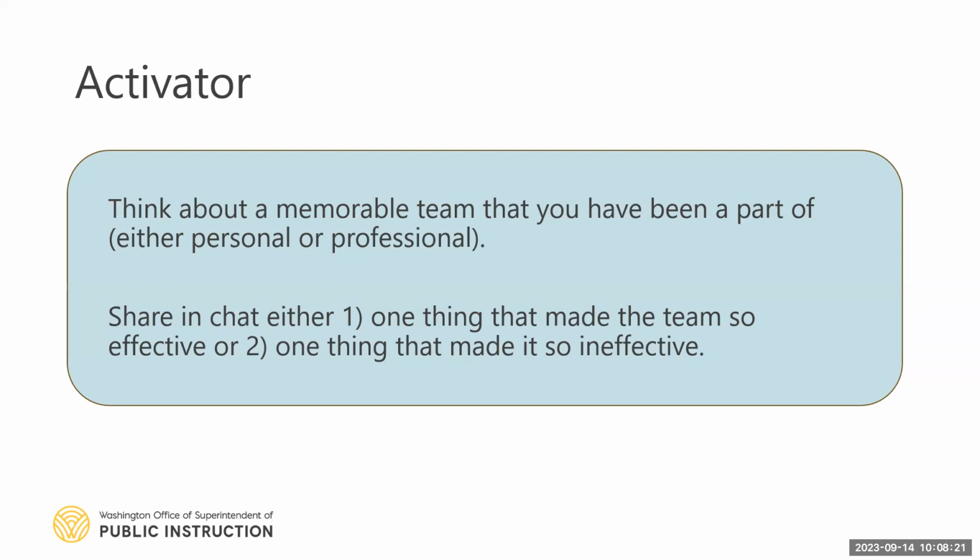and you can put a 1 in front of that, or 2, something that made the team ineffective, and put a 2 in front of that. So an example might be 1, everyone cared about the work that the team was responsible for. Or 2 might be the leader was very controlling and no one felt empowered to take initiative or propose ideas. So I'd ask folks to take a minute and start popping into chat their answers. And I'm going to pause for a moment so I can then read off some of what we are seeing.